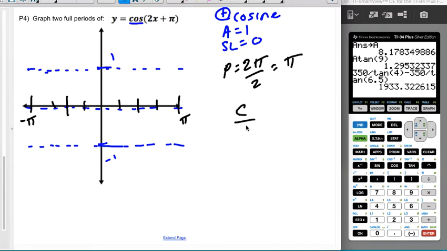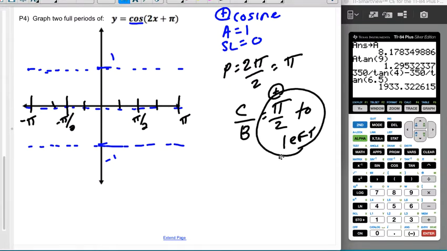So I'm going to go C over b. Well, that's going to be a pi over 2 to the left, because it's a positive, right? See how this is a positive, so I'm going to move to the left. Well, I look at this and I think, oh, hey, that's actually 2 hash marks again, and that's just a coincidence. Don't read too much into it. But I look at this and I say, oh, it's 2 hash marks, I need to move 2 hash marks to the left. And that's it.